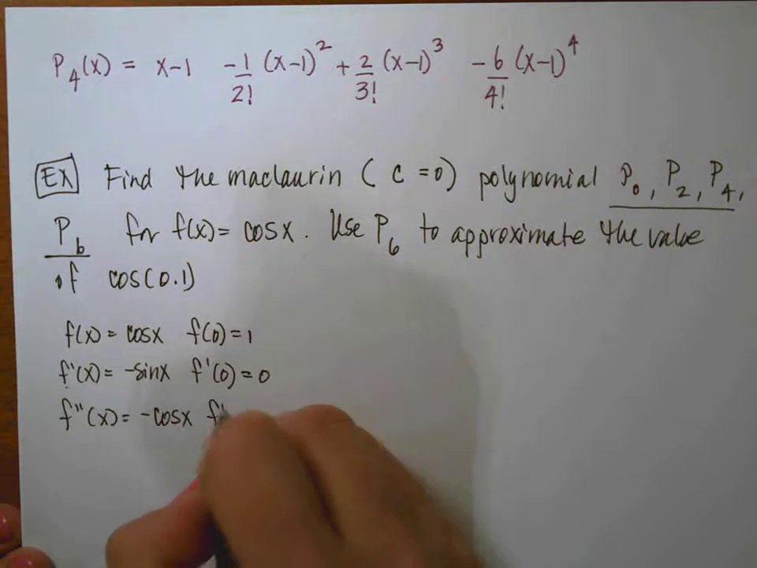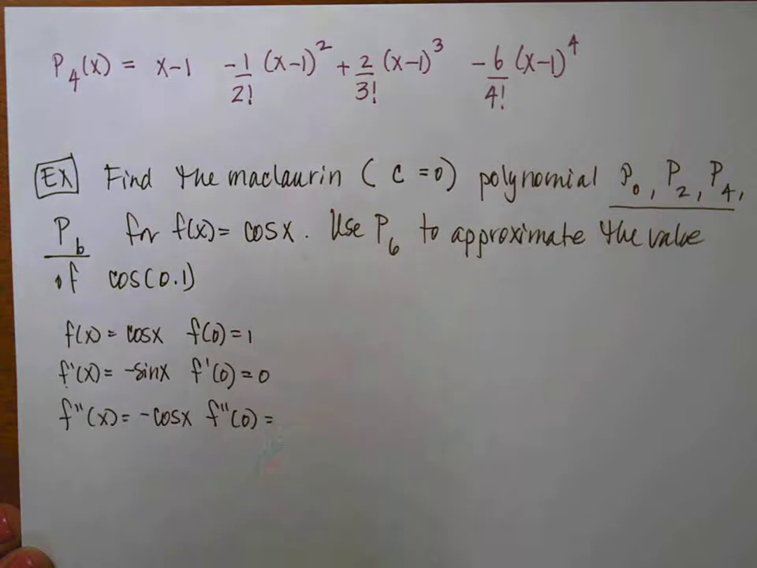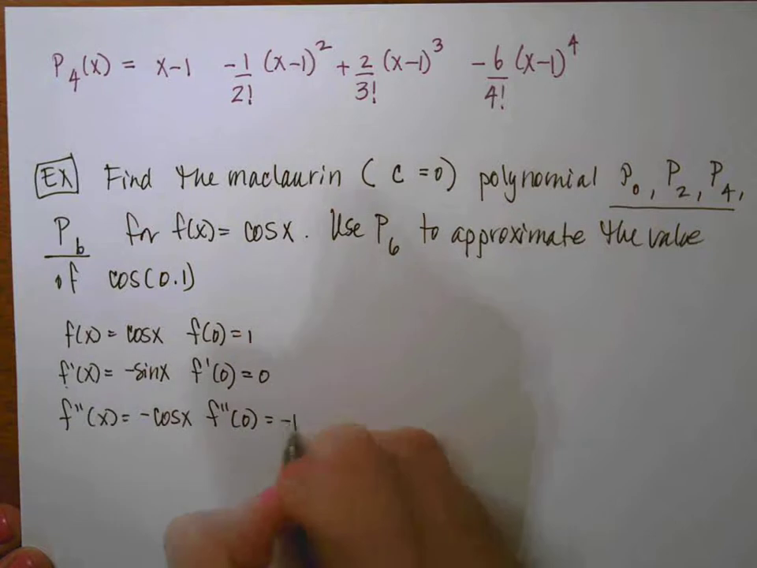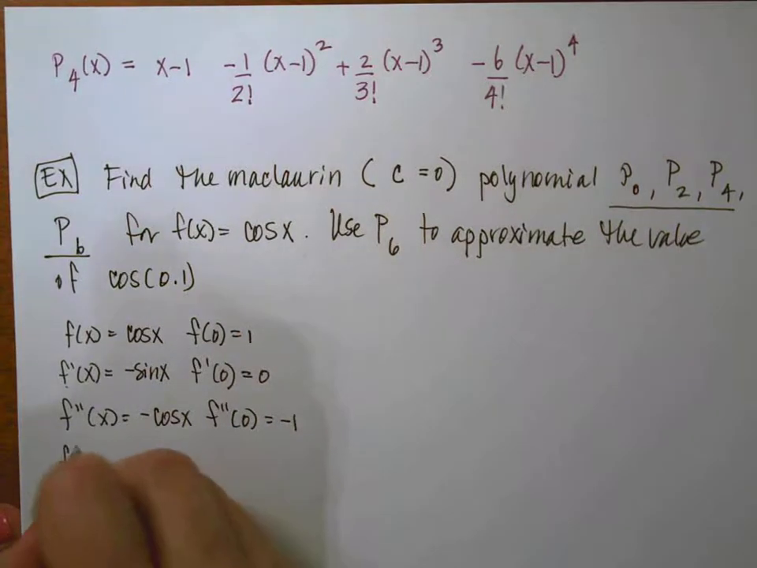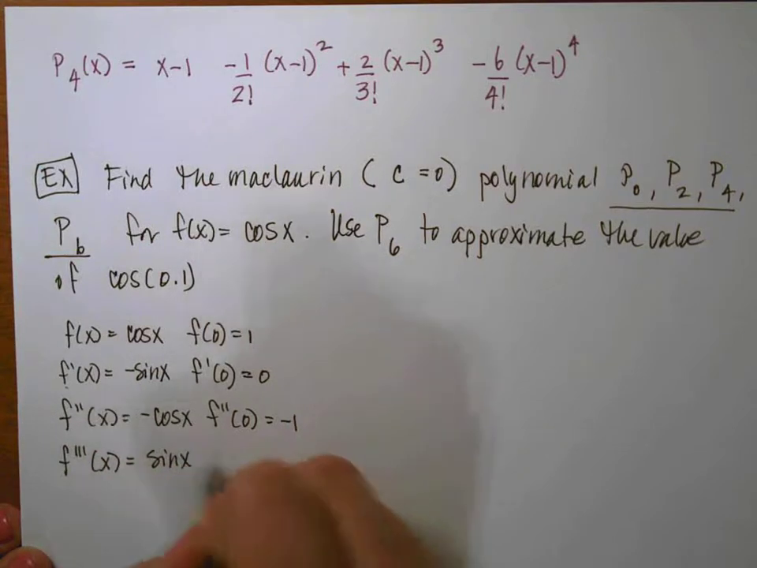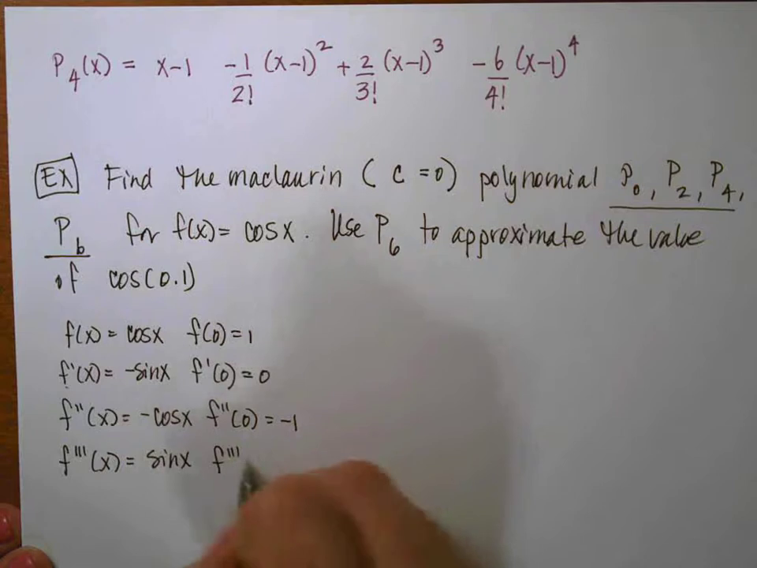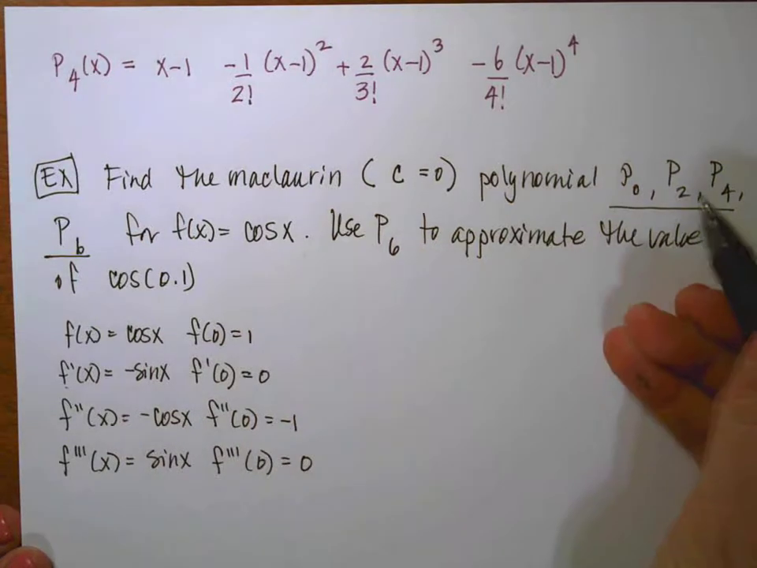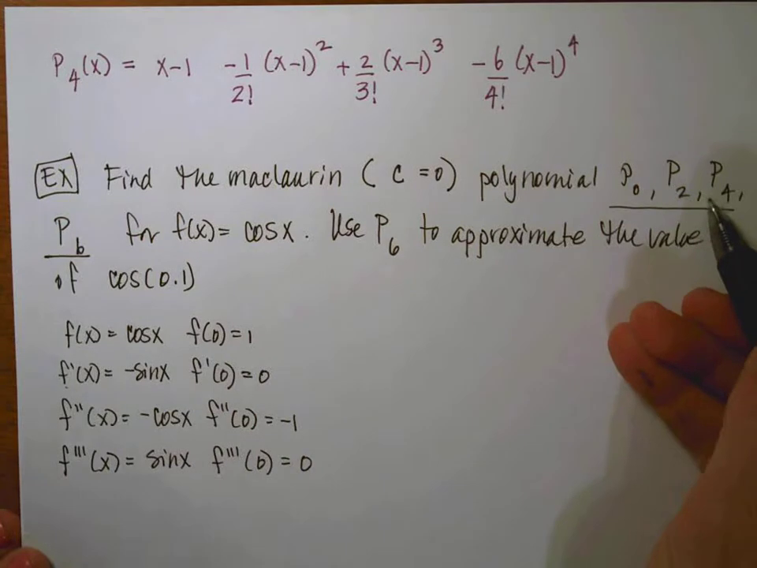Okay? My second derivative is going to be a negative cosine of x. Then my second derivative evaluated at 0 is going to be a negative 1. My third derivative is going to be the sine of x, and the third derivative evaluated at 0 is 0.